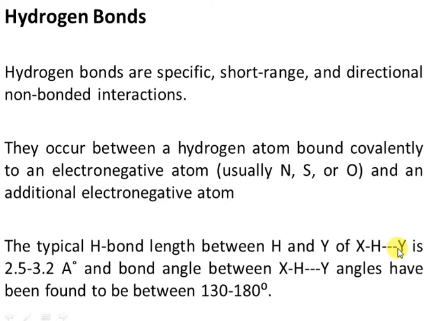The bond length of a hydrogen bond typically ranges from 2.5 to 3.2 angstrom, and the bond angle ranges from 130 to 180 degrees. Strong hydrogen bonds are formed when the hydrogen is perfectly aligned with the other atom. If they are perfectly aligned, then the hydrogen bonding interaction will be much stronger.